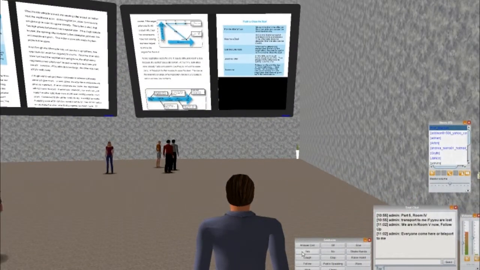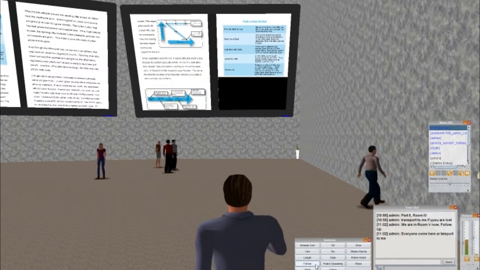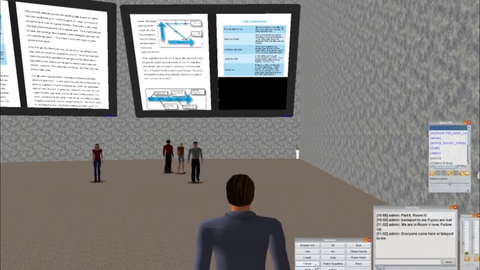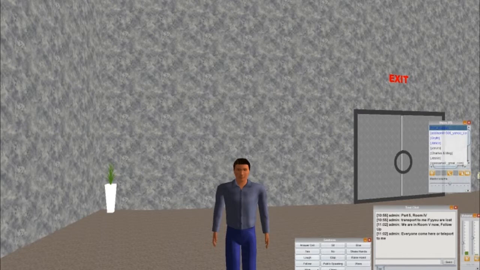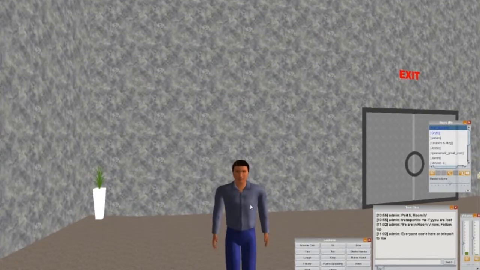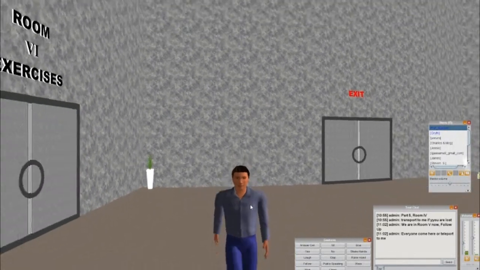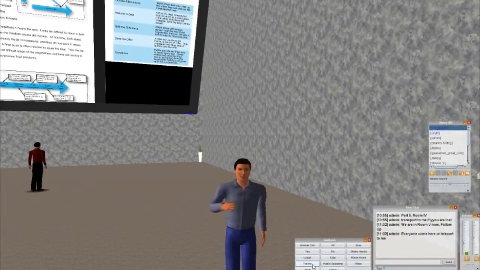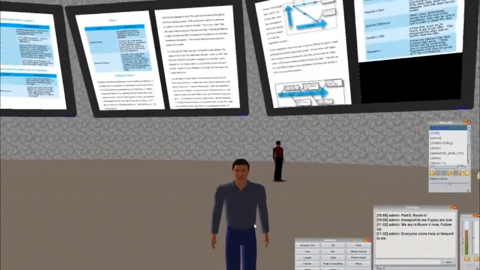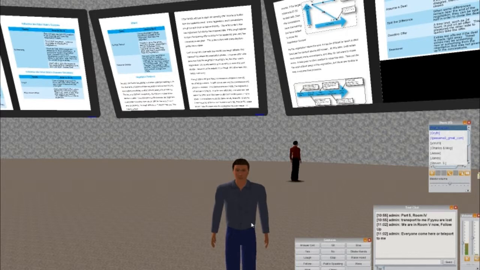Okay, everybody, we're going to the exercise room. Follow me. Okay, everybody, come on. We still got a couple people here. That's almost everybody. Okay.